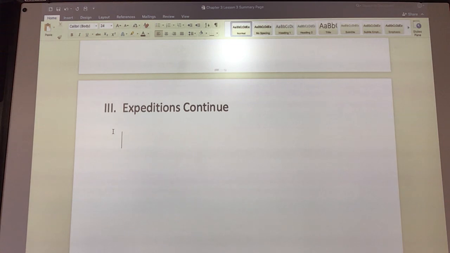In 1531, he led 180 soldiers on an expedition into the western coast of South America. We didn't say what expedition meant. What is that, Maya? Adventure. Yeah, an adventure, a journey. So he's going on an adventure, a journey. What was it?